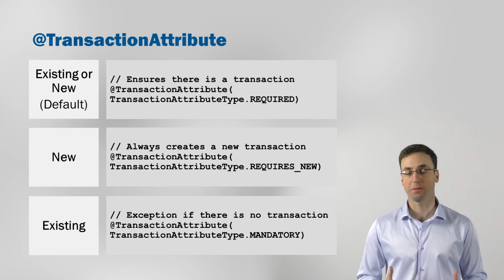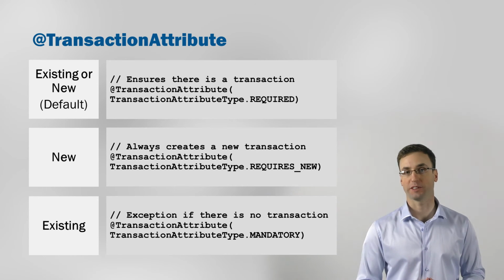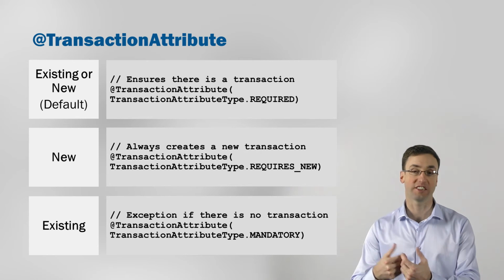Mandatory means that there needs to be a transaction. But if none exists, then the application server will throw an exception. So mandatory can only be called from other code where a transaction has already been started.